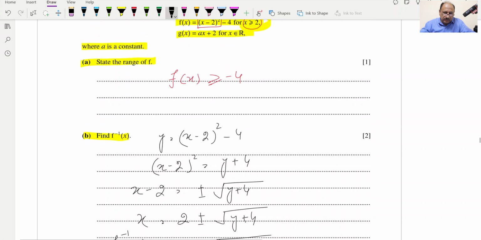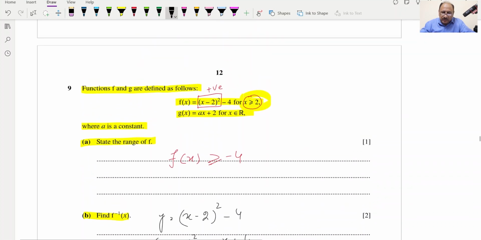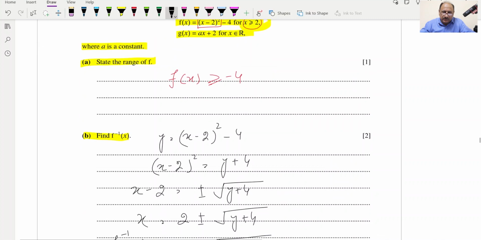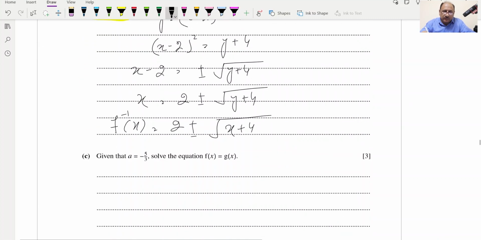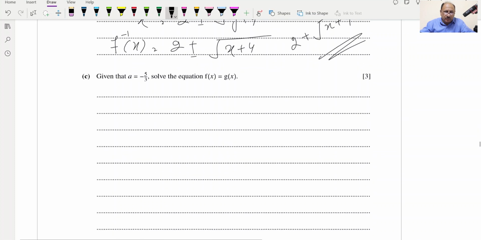They are saying x belongs to R, and we will be taking the positive value for this. So 2 plus under root x plus 4, this will be our final answer. Hopefully you got this.